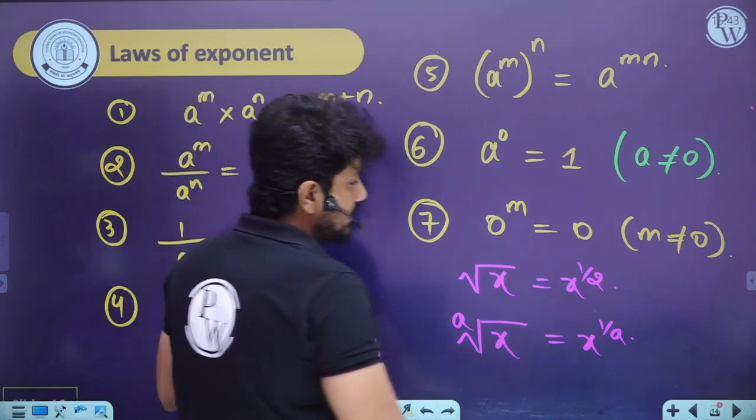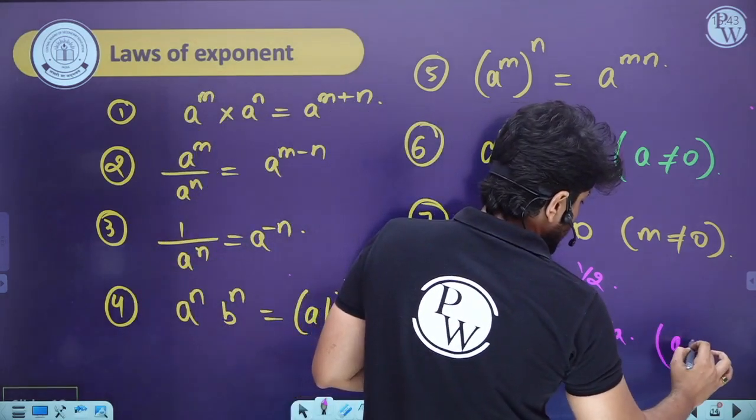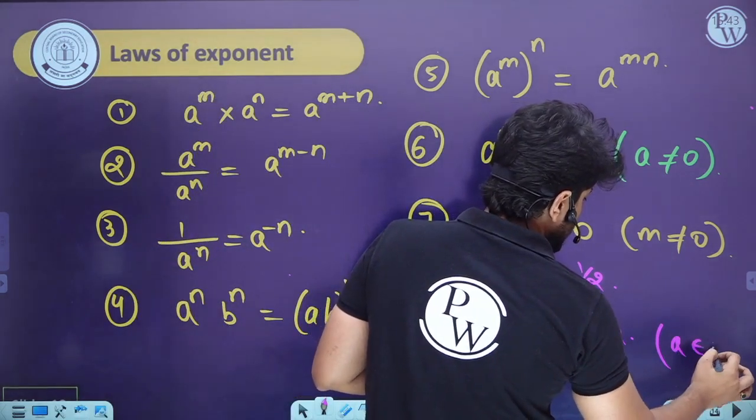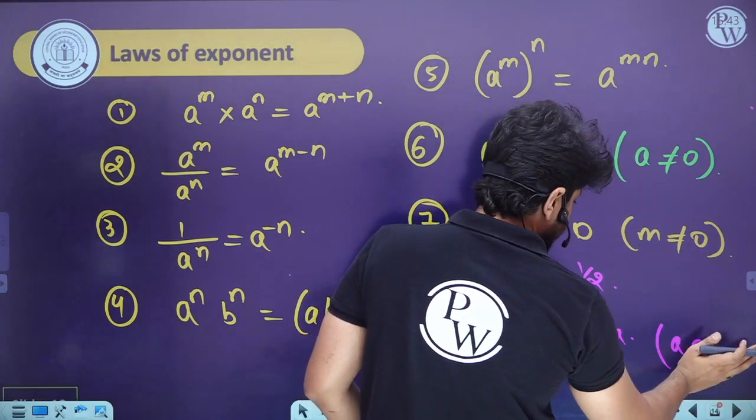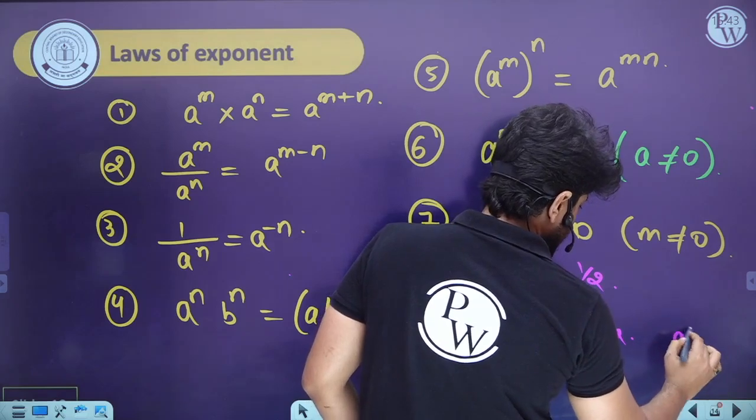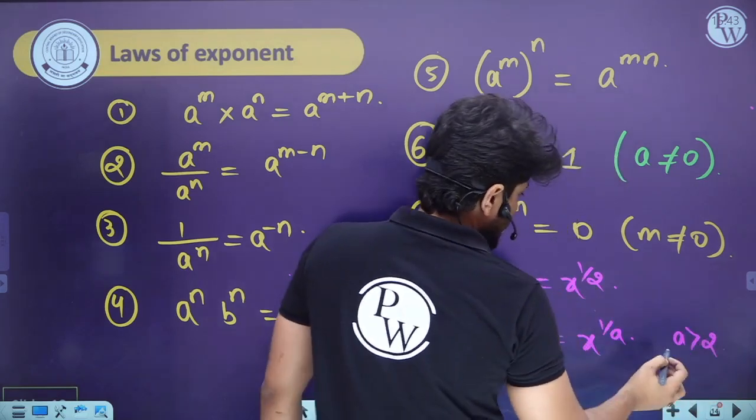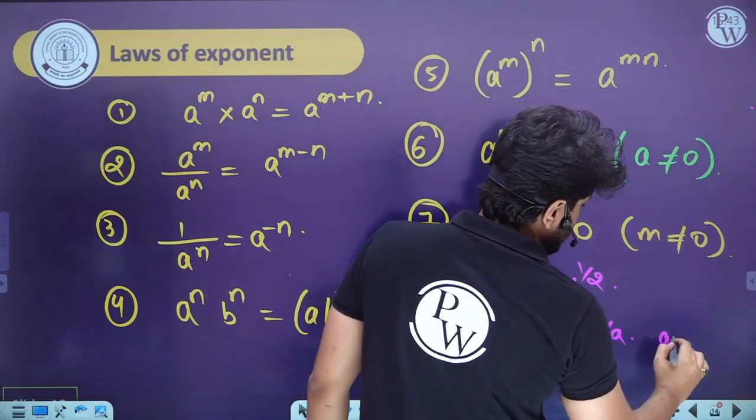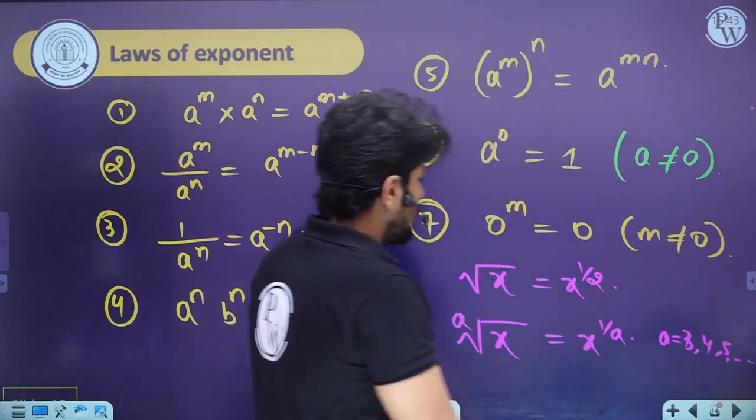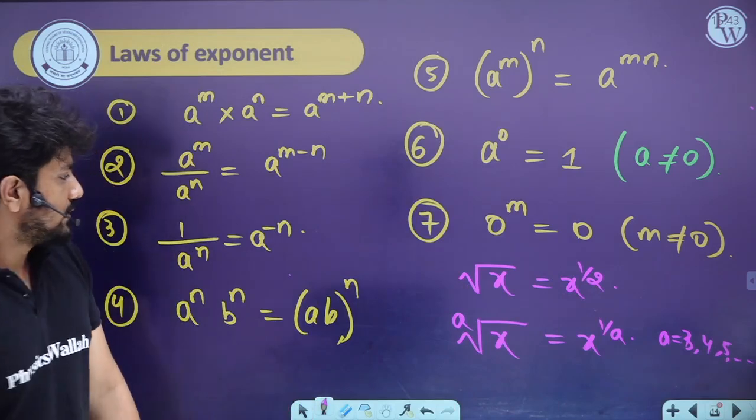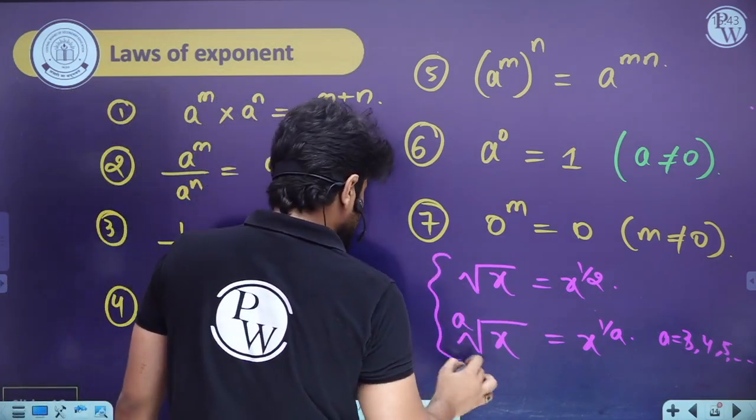So where a belongs to natural number, or you can say a greater than 2. A can be 3, 4, 5 and so on. Okay, now. So these are some basic symbols which you need to know.